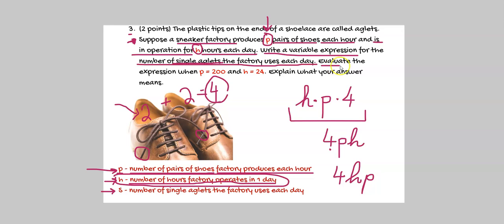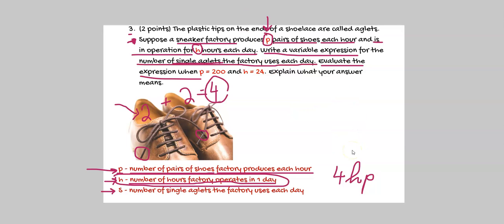Now we have one more question that says evaluate the expression when P equals 200 and H equals 24. We have the variable expression 4HP. Now we have to evaluate it, which means we're going to replace P with the value of 200, and we're going to replace H with 24. So we will get 4 times 24 times 200.